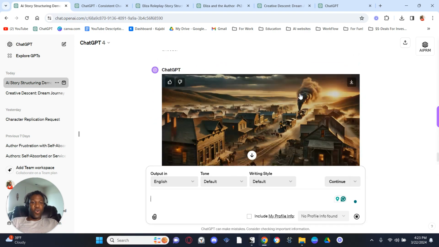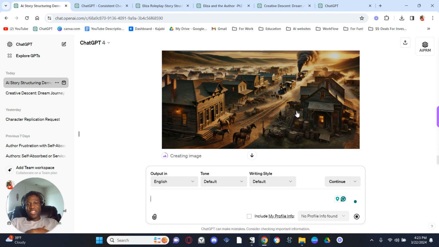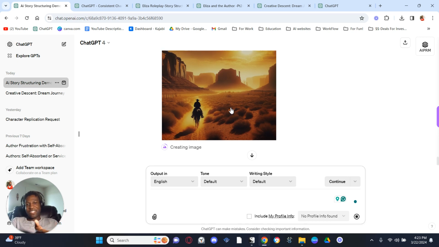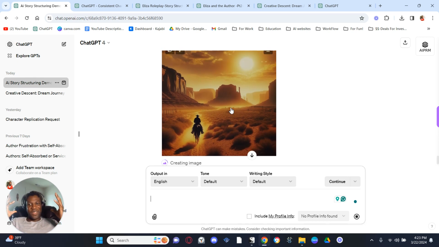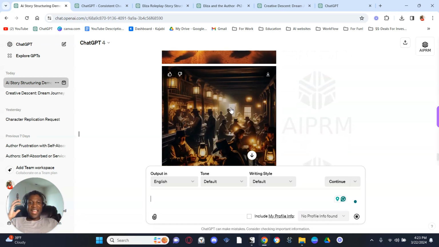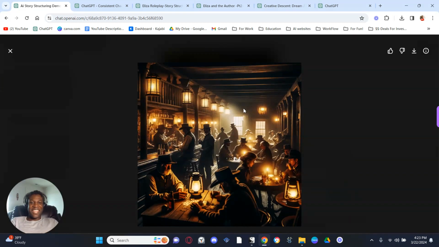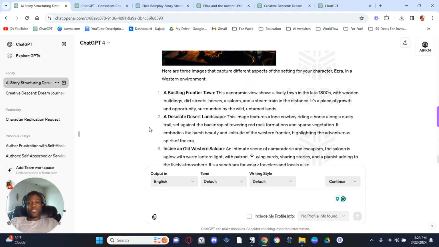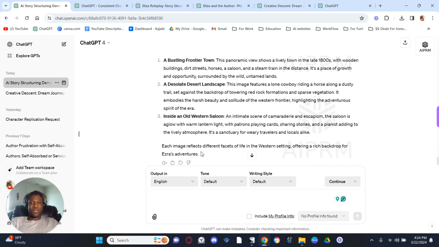So boom, this is one picture for our fantasy setting. We're already getting an idea of what it looks like. Here's another setting of Ezra the alchemist in a Western setting. Kind of weird, but it's already ideating for us. Oh, there's another one. This is sick. I love this picture. Look, it's a saloon with all these bustling people. ChatGPT, 20 bucks a month. It's done all this work for me. So here we have a bustling frontier town, a desolate desert landscape, and the inside of an old Western saloon.